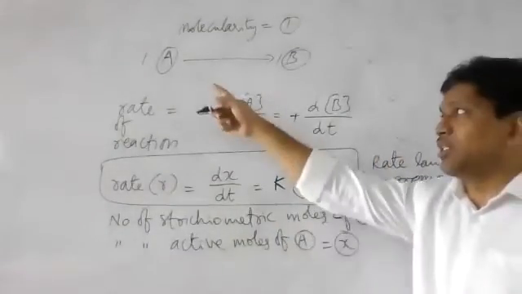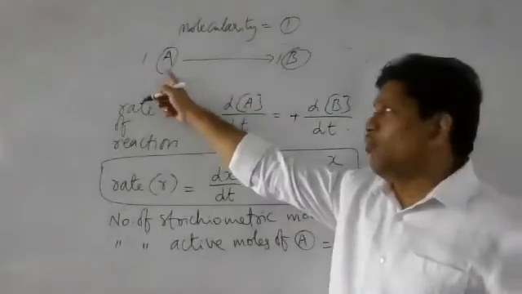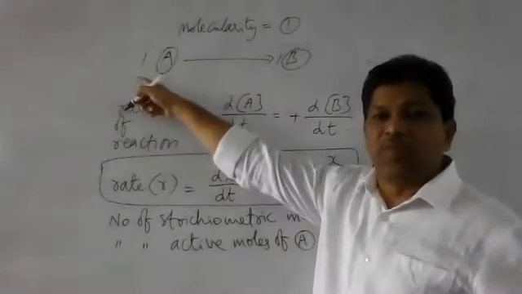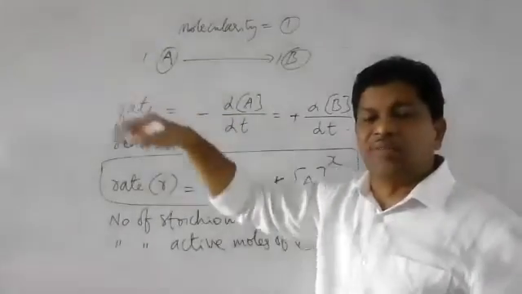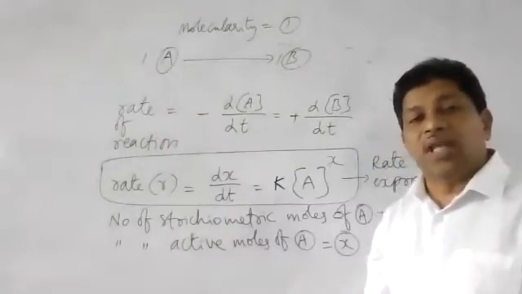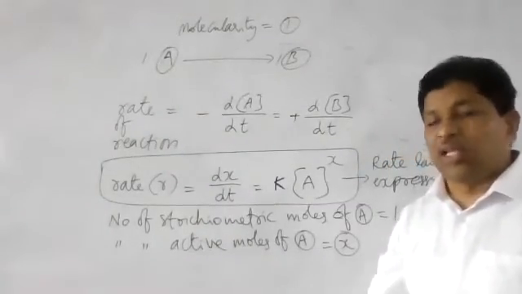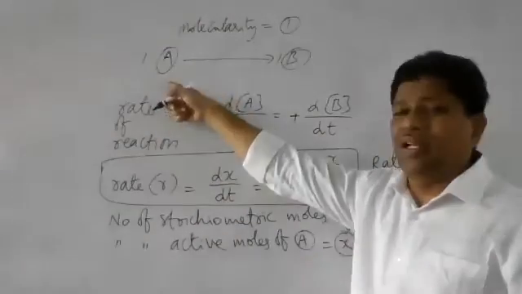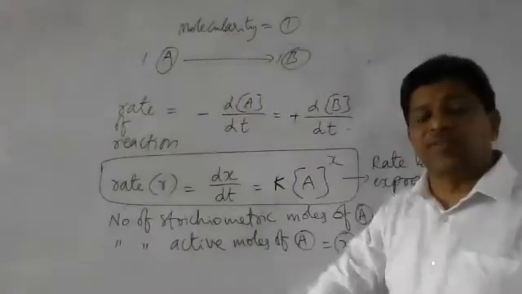What is the stoichiometric coefficient of A here? It is 1. The number of moles appearing in the stoichiometric balanced equation is called the stoichiometric coefficient. The stoichiometric coefficient of A is 1. Therefore, the molecularity of the reaction is 1.